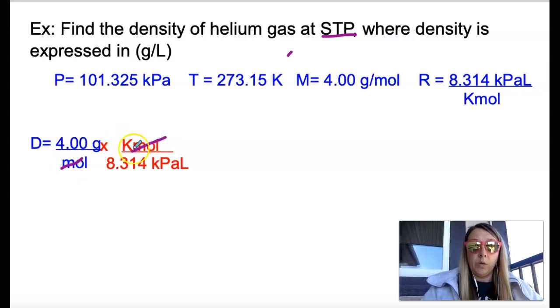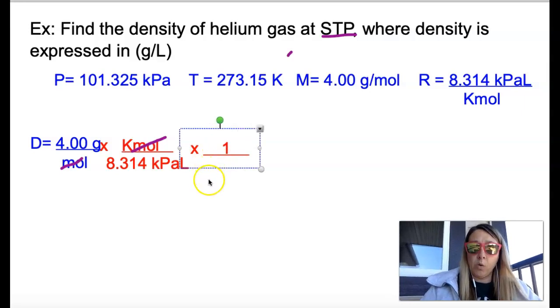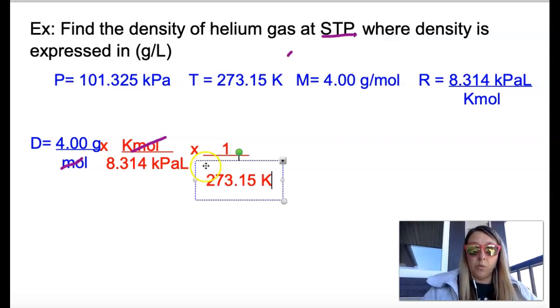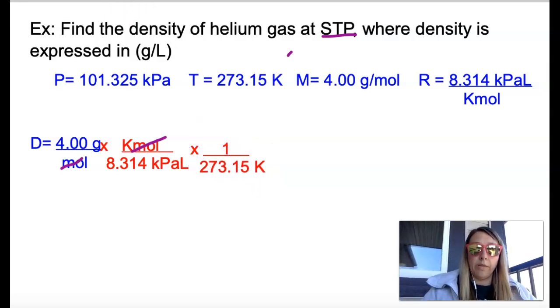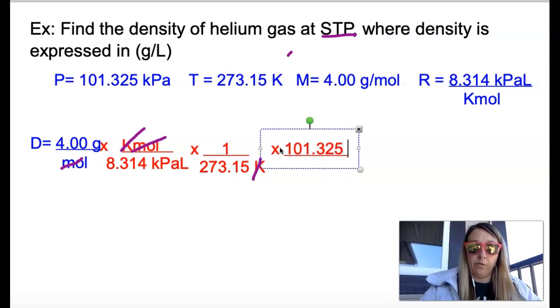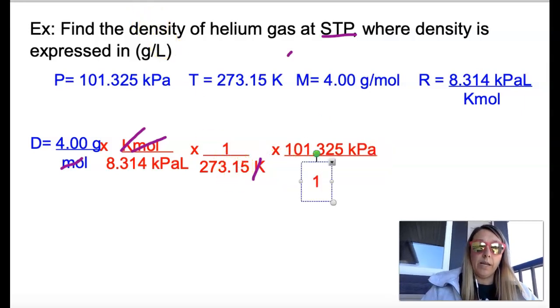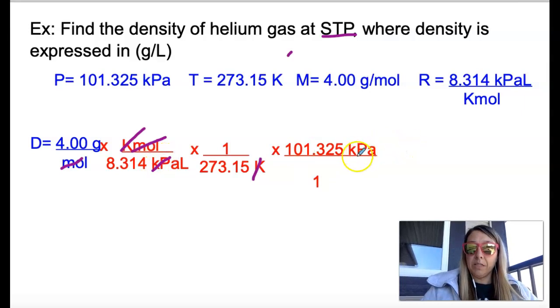Okay, I need to get rid of kelvins because I'm just looking for grams per liter, so I have to times by 1 over Kelvin. So we're going to go 1 over that 273.15 Kelvin. So now we have the Kelvin in there, which we can then cancel out. Okay, then we need to get rid of kilopascals. It's currently on the bottom, so I need that to go on the top. So we are going to times by 101.325 kilopascals, and that's just going to go over 1. Then I can get rid of the kilopascals.